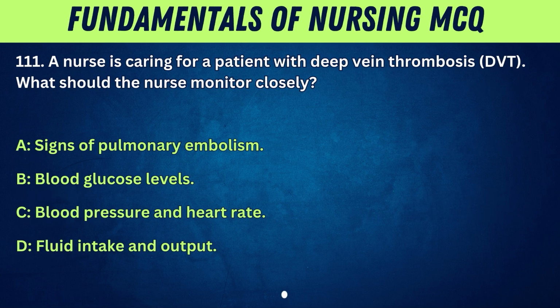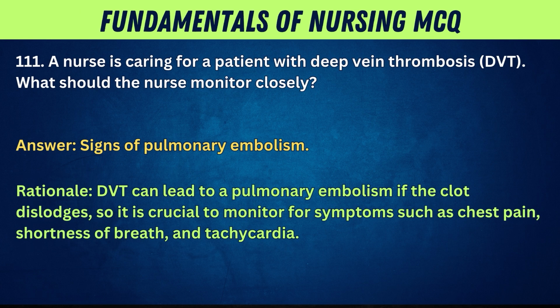111. A nurse is caring for a patient with deep vein thrombosis, DVT. What should the nurse monitor closely? A. Signs of pulmonary embolism. B. Blood glucose levels. C. Blood pressure and heart rate. D. Fluid intake and output. Answer: signs of pulmonary embolism. Rationale: DVT can lead to a pulmonary embolism if the clot dislodges, so it is crucial to monitor for symptoms such as chest pain, shortness of breath, and tachycardia.